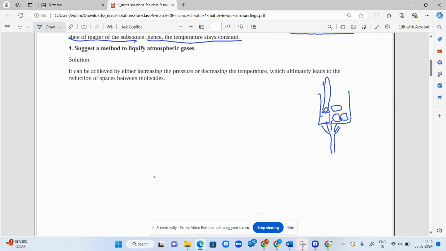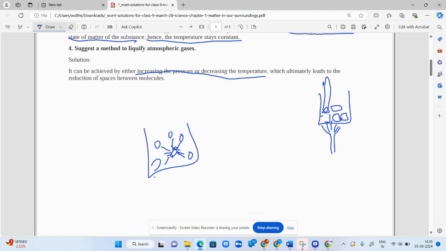Okay. Suggest a method to liquefy atmospheric gases. I already told you, in our household things, LPG gases and all, we get it in the form of liquids, not in a gaseous form. So it can be achieved either by increasing the pressure or decreasing the temperature, which ultimately leads to the reduction of space between the molecules. When you increase the pressure, the space between the molecules gets decreased. So it can be converted into a liquid.